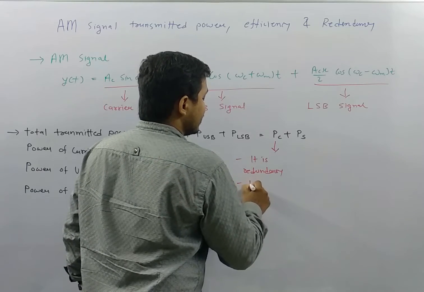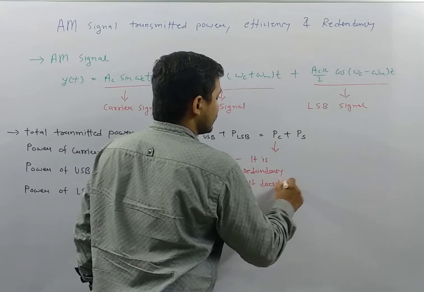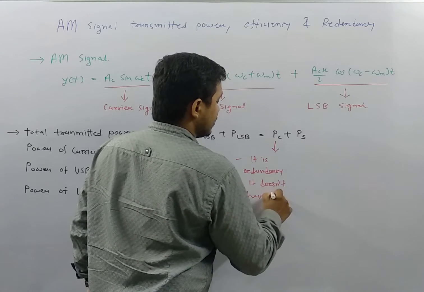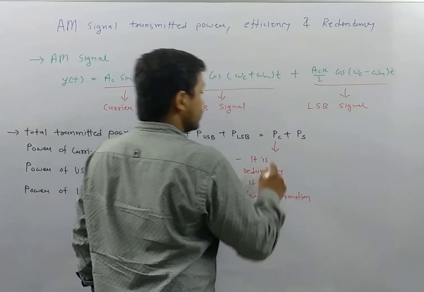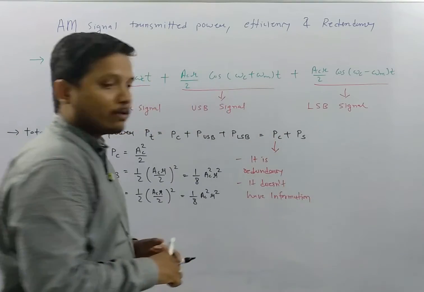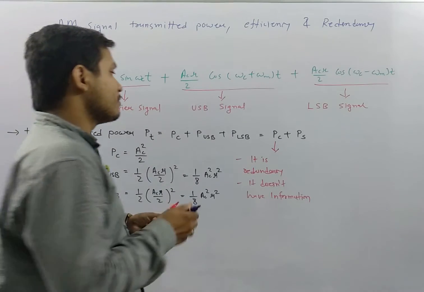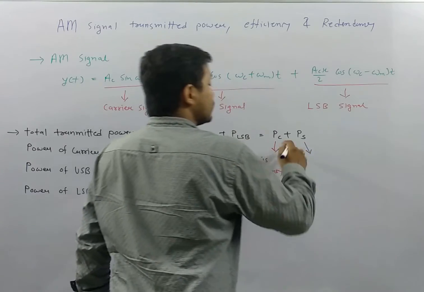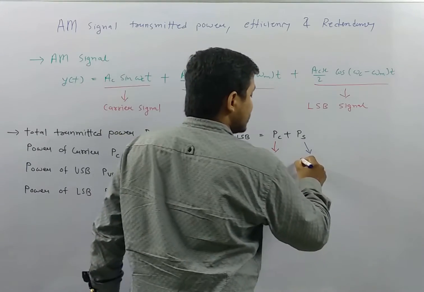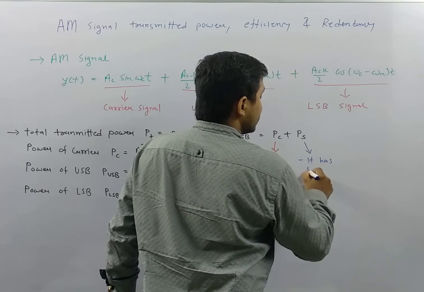It means it does not have information. So carrier power does not have information. And when you see sideband power, it is having information. So sideband power has information.